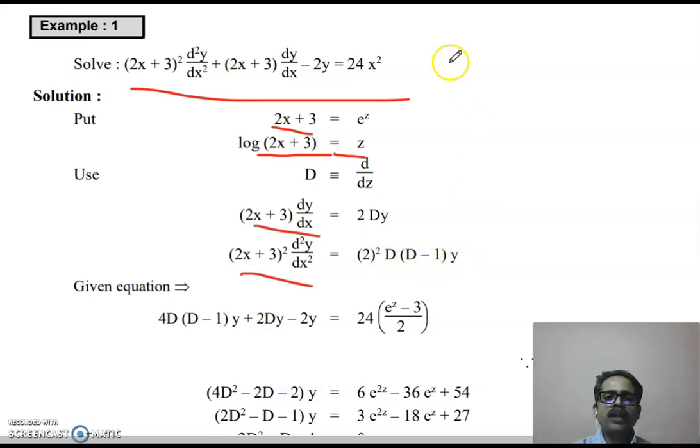Also you can observe that in the right hand side there is an x. So we have to obtain the value of x from this equation. From this equation, obtain the value of x in terms of z and put that in the right hand side. This is the right hand side, and in it you have to put the value of that x. Simplify it and put the value of x. So this you have to understand.